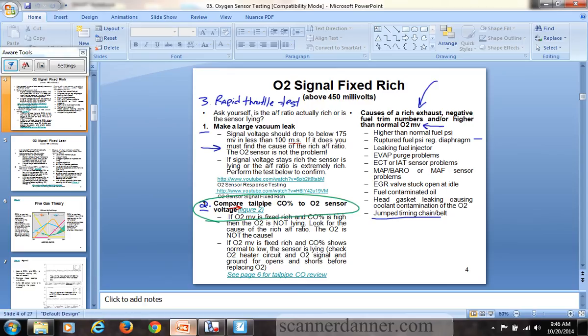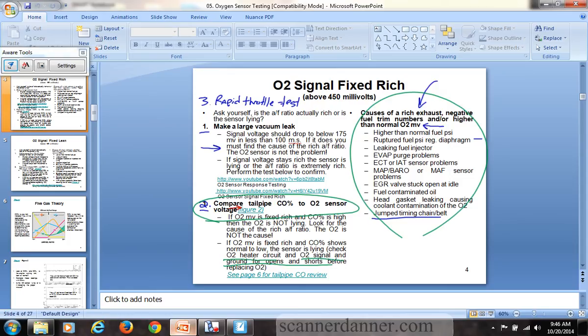So I think that's probably better. Once we say the O2 is good, do you guys understand that's when we go to this list, right? If we say the O2 is bad and not reacting, it's not time to change the O2. What we need to do is check the heater circuit, and check the signal and the ground for opens and shorts before we replace that faulty O2 sensor.